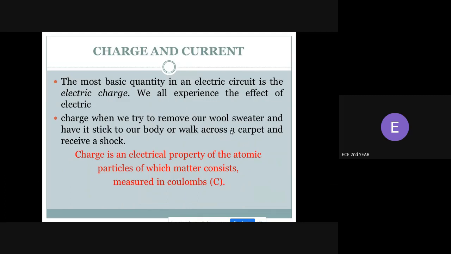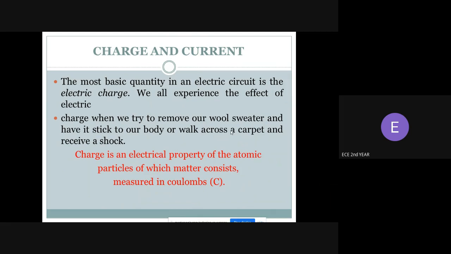Okay. So next we are going to see the basic concepts of current and charge in a DC circuit. The concept of electric charge is the underlying principle for explaining all electrical phenomena. Almost the most basic quantity in an electrical circuit is electric charge.